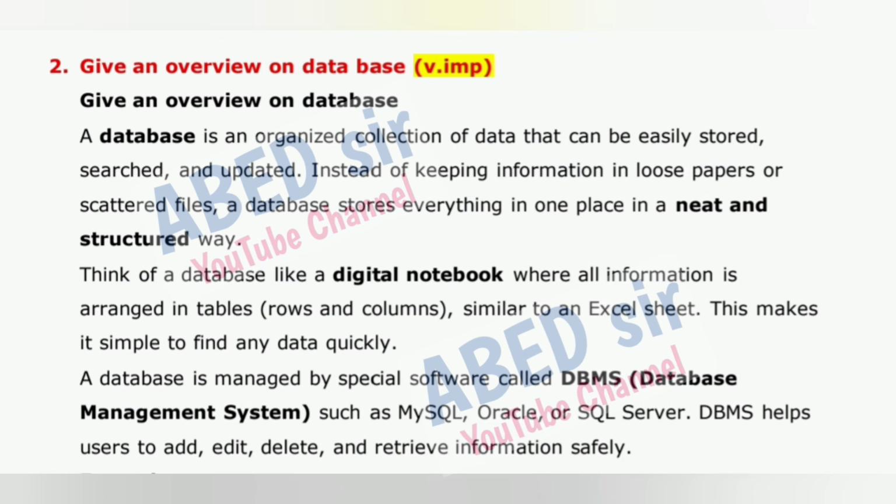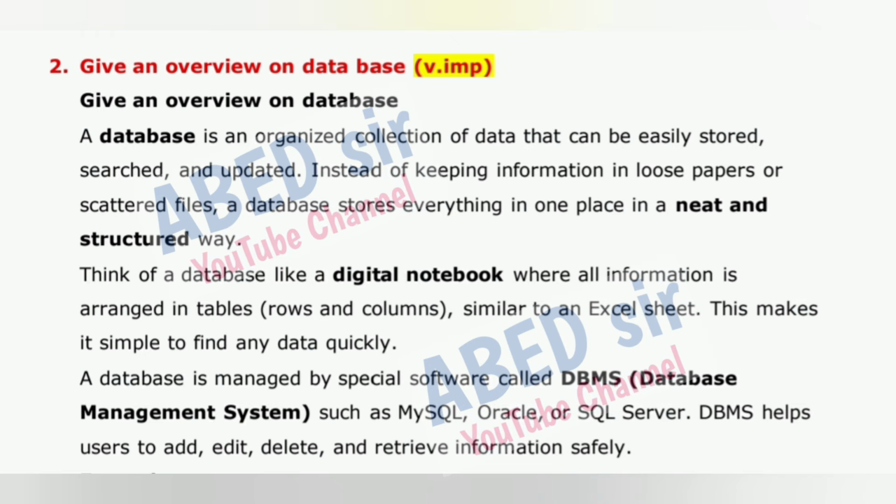Next important short question is: 2. Give an overview on database. A database is an organized collection of data that can be easily stored, searched, and updated. Instead of keeping information in loose papers or scattered files, a database stores everything in one place in a neat and structured way. Think of a database like a digital notebook where all information is arranged in tables, rows, and columns, similar to an Excel sheet. This makes it simple to find any data quickly.